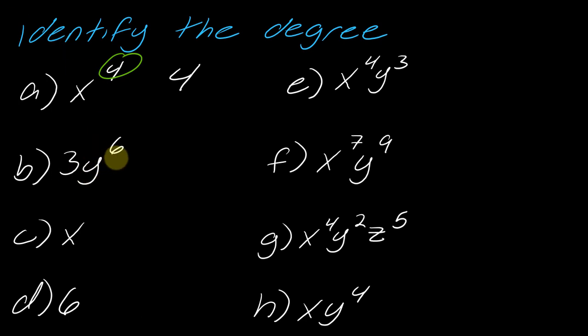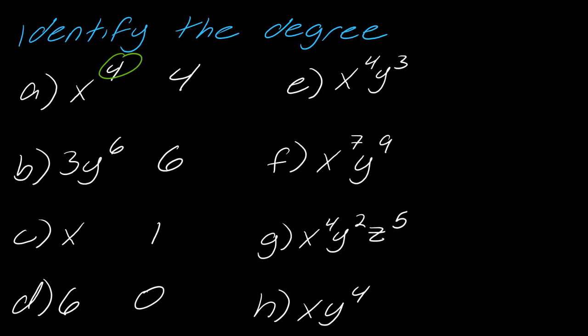Here with 3y to the 6, the 3 has no impact on this. This is really just talking about the exponent. So the degree here would be 6. Now here with x, it has an invisible exponent of just 1. So this would be the degree of 1, which then leaves the curious case of what the degree must be of just a number. Well, if this has a degree of 1 and this has no x, then the degree of just a plain old constant, the degree of all constants, is 0.